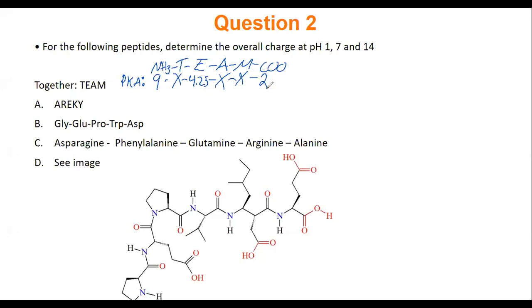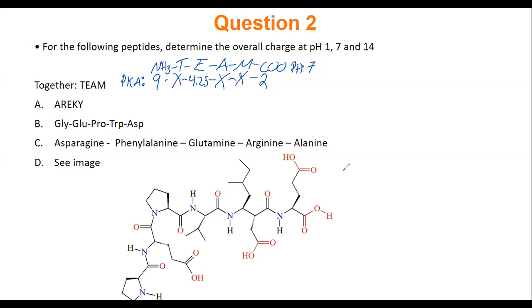So the first thing I always do is solve for a pH of 7, because this is the easiest. The way we learn amino acid charges is at pH 7. On the sheet where it says negatively charged amino acids, positively charged amino acids, that is for a pH of 7. Inside the cell, the pH is 7. Most of our chemistry is done at a pH of 7.